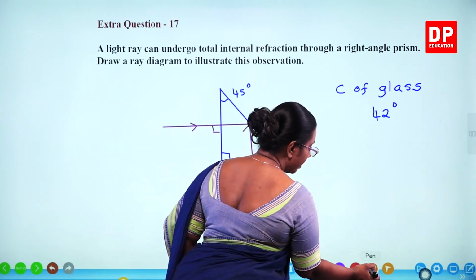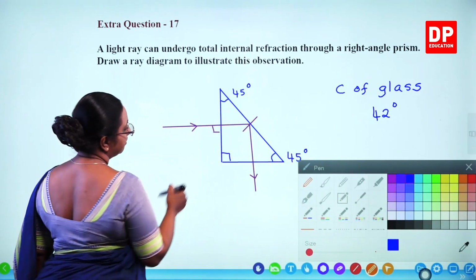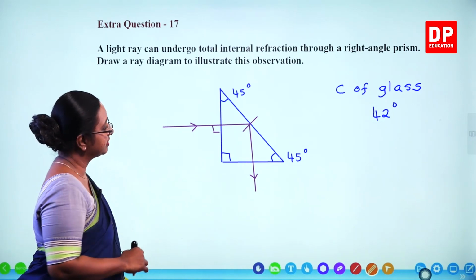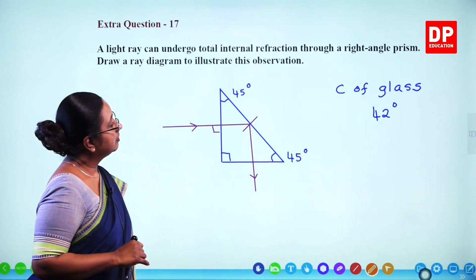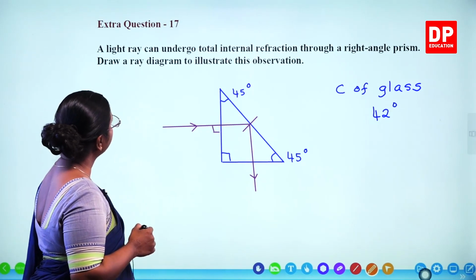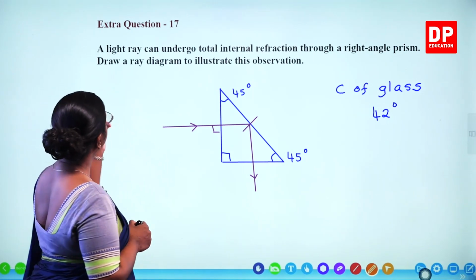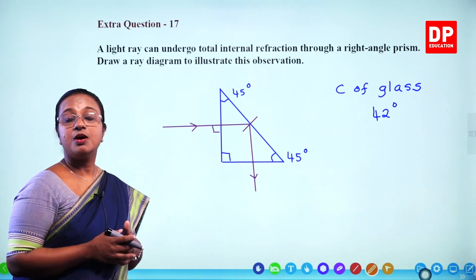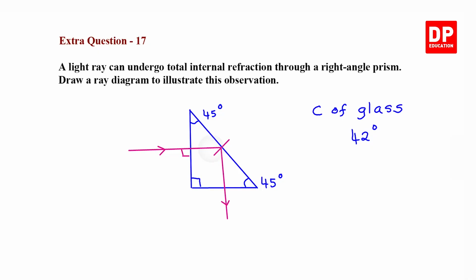So, if we write down, this is the ray going and this is the emergent ray. And here you can see it has been bent by an angle of 90 degrees. So, a light ray can undergo total internal reflection through a right angle prism. Draw a ray diagram to illustrate this observation. So, here this is what happens there. And these are the two angles, angle of incidence and angle of refraction.